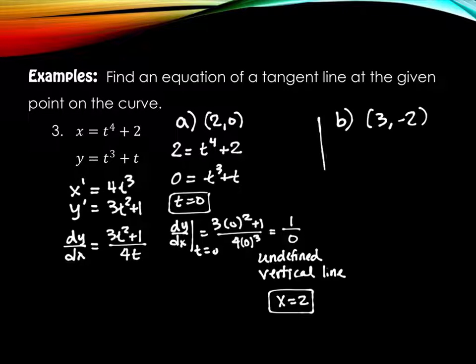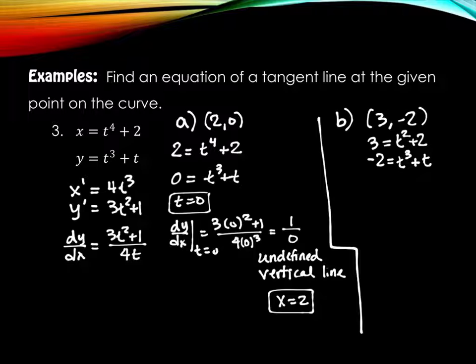All right, the next one's a little bit more typical, right? Undefined slopes are very rare in terms of actual examples that show up, but they could. So on this one, I have an x value that's 3, so 3 is equal to t squared plus 2. And on the other one, the y value is negative 2 is equal to t cubed plus t. Is that right? Yeah, t to the fourth plus 2. Oh, yes, t to the fourth. That's the part I missed. You're right.